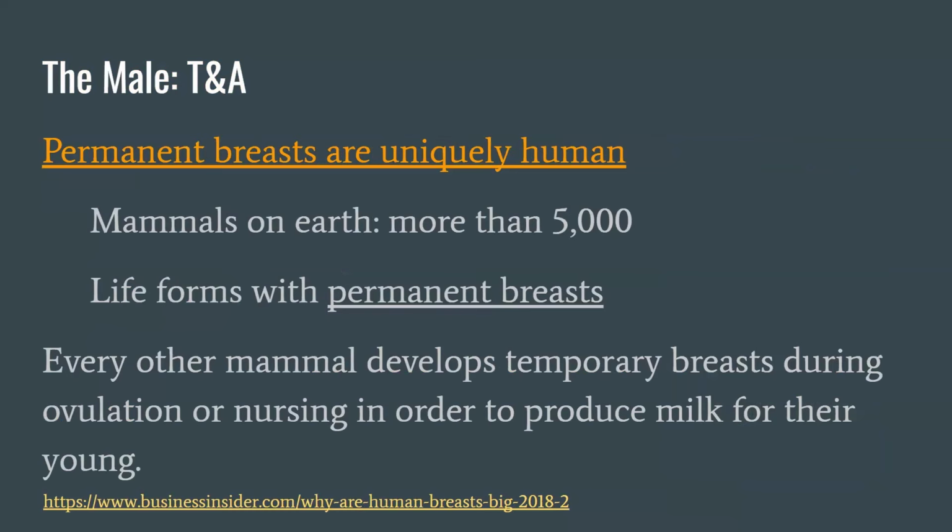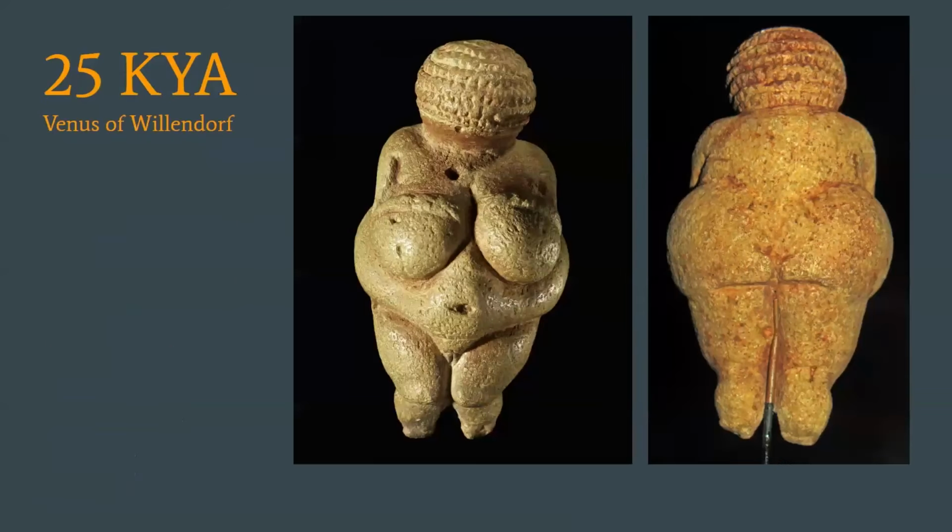Every other mammal develops temporary breasts during ovulation or nursing to produce milk for the young, and then they go away. Why do they have to go away? Because if you want to escape predators, you don't want to be dragging around stuff you don't need. Otherwise, you're not going to survive. So every other species, that's the way it worked out, except for us. And that's something we want to look at later, right? We're going to look at breasts later.